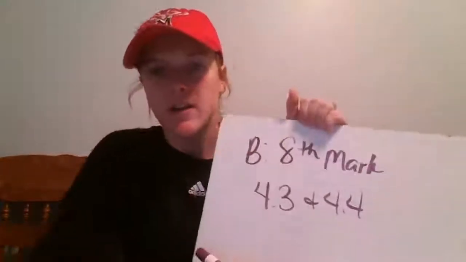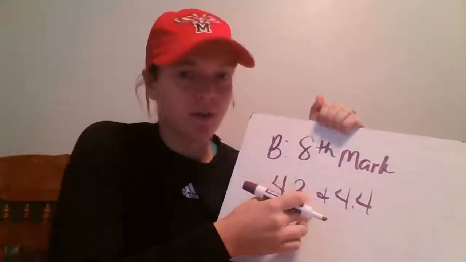B is in between 4.3 and 4.4. And if we count all the tick marks in between, there are 10 tick marks between. Okay, and then B lands on the 8th mark. So same thing with B as it was with A. It is in between 4.3 and 4.4. So we're going to have to go even further into our decimal point.